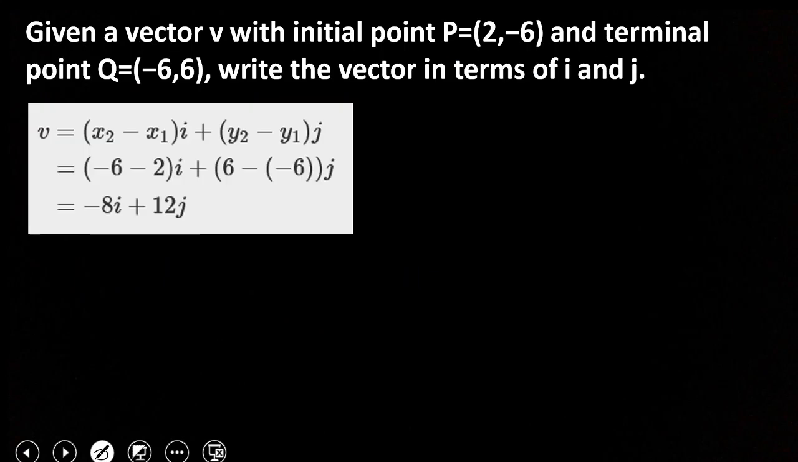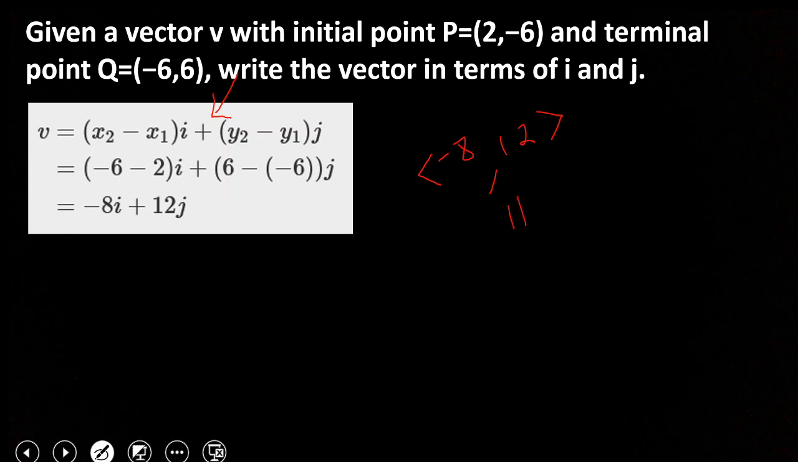Write the vector in terms of i and j. So if you have two vectors, the initial and terminal points, you want to write them in terms of i and j. Well, first we have to write them in this form, right? So this vector would be negative 6 minus 2, which is negative 8, and then 6 minus negative 6, which is 12.